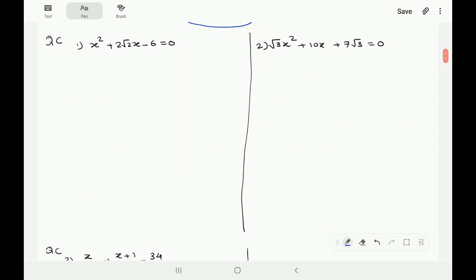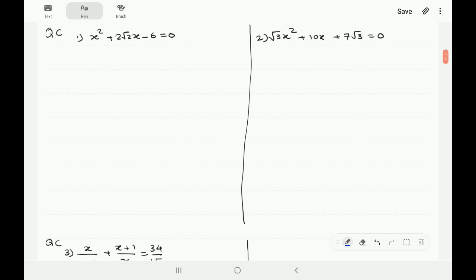Now the next question is C. Again I have to use the factorization method, but in this question C we have some difficult questions. You can go through them if you have got a worksheet in front of you. There are so many difficult, lengthy, scary questions in this.